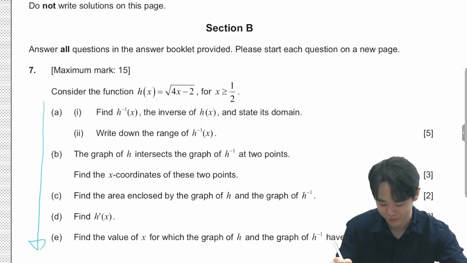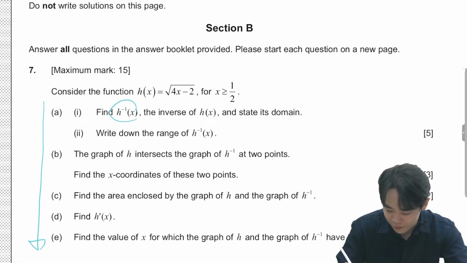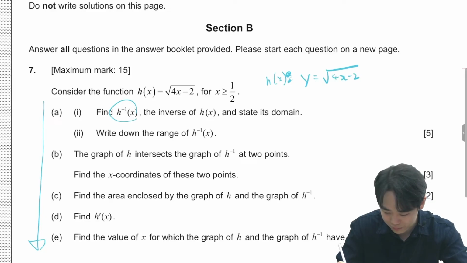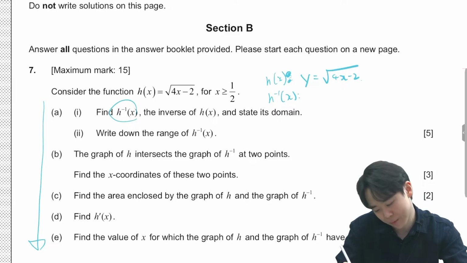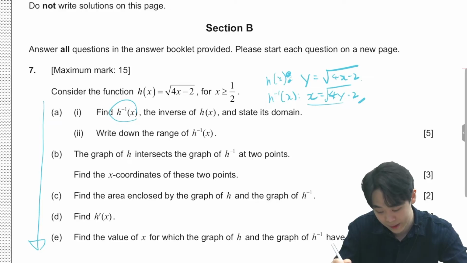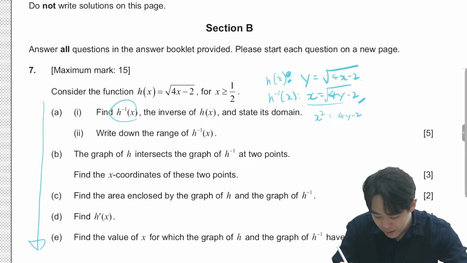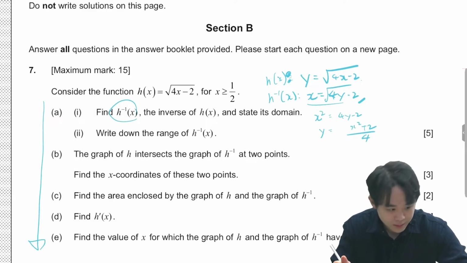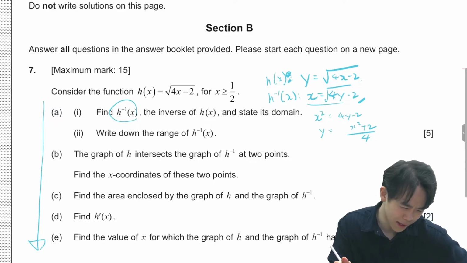So in one sitting, we would do from part A, what's h inverse? Well, since h is y equals root 4x minus 2, inverse would mean we switch the x and y, right? So x would equal square root of 4y minus 2. Then we try to manipulate this such that we isolate the y. So we could square both sides. So x squared is 4y minus 2. Then y would be x squared plus 2 all over 4. Right? So that's what we get for h inverse.